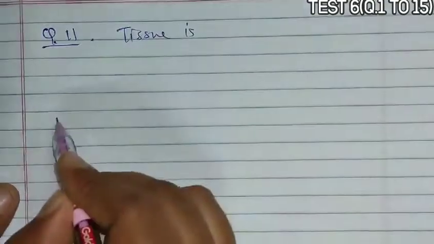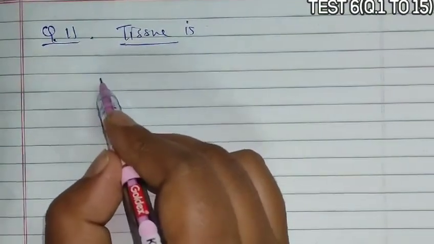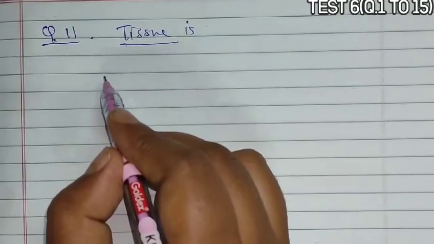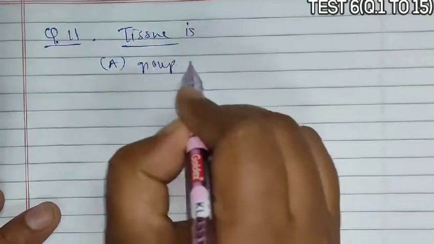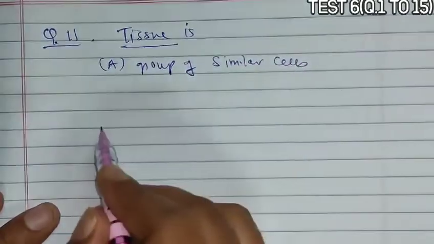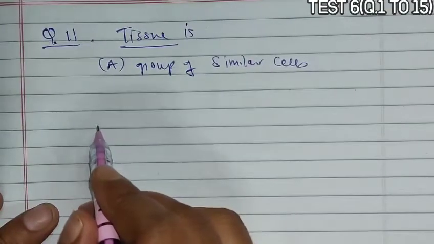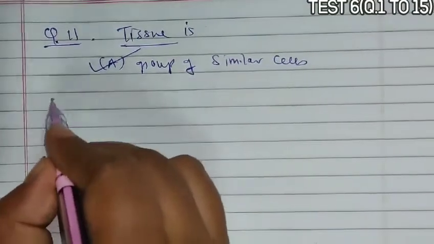Question 11 asks that tissue is. So if we talk about tissue, you know that tissue is a group of cells. So according to this, tissue is defined as group of similar cells associated by intercellular substances which perform a specific function. So option A become the correct answer.